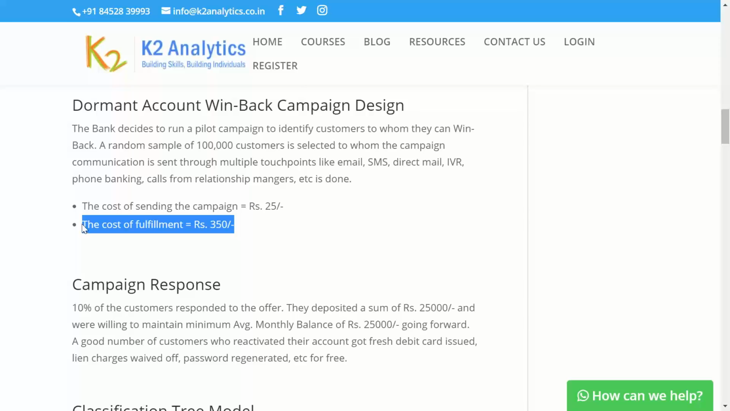The fulfillment may involve the customer saying, I'll activate only if you give me a debit card free of cost. Now, issuing a plastic free of cost itself is a cost. It may cost 100 rupees, 125 rupees, but it is a cost. That is the cost of fulfillment. So the average cost of fulfillment was identified as rupees 350. These are certain details which are available to you.